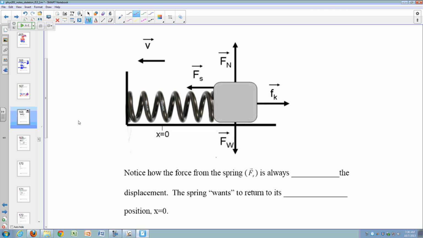So for example here, sort of the same, but if this is my equilibrium position, and then I have a mass attached to the spring, I pull it back, the force on the spring is in this direction. So the force on the spring is always opposite the displacement. The spring doesn't want anything, right, because it's just a spring, but it wants to return to its equilibrium position, which is at x equals 0. So if I compress it the other way, the force will be the opposite direction.